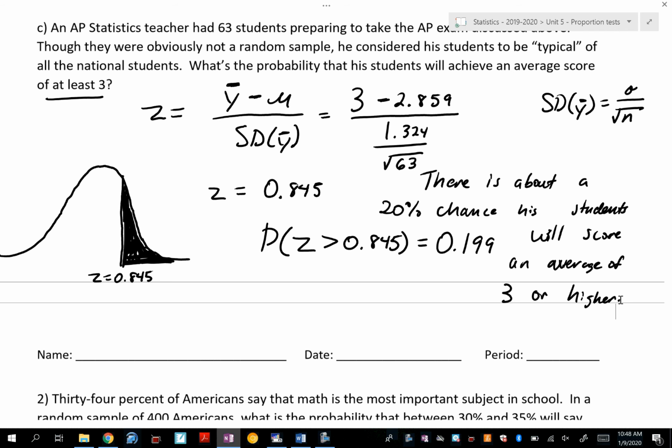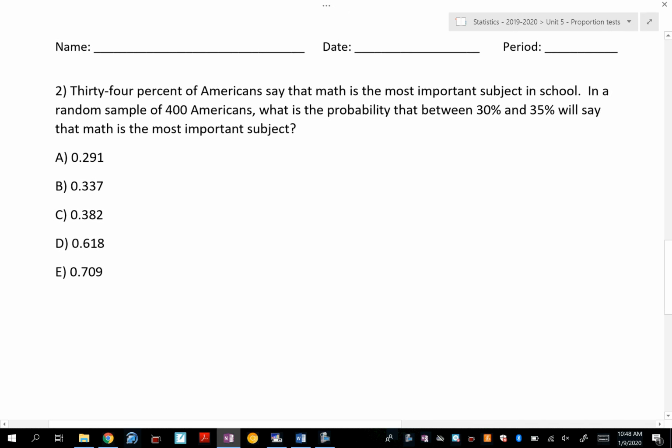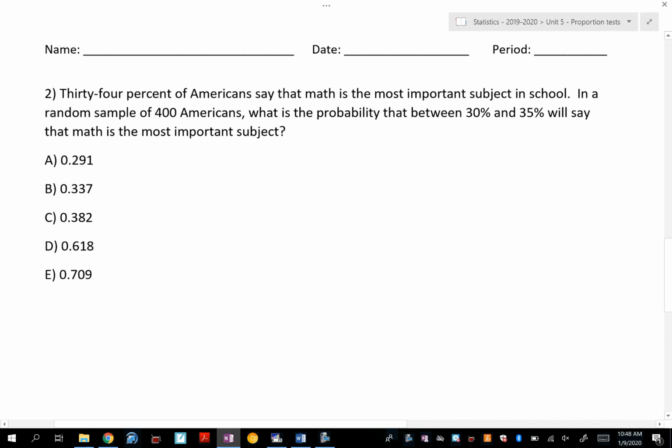Okay. Let's do one with proportions. All right, so go to the next problem, flip it over to number 2. Okay, so number 2 says 34% of Americans say that math is the most important subject in school. Man, that seems low. Okay, now that's talking about all Americans. So it's a population. Do you remember what letter I'm going to use for that 34%?